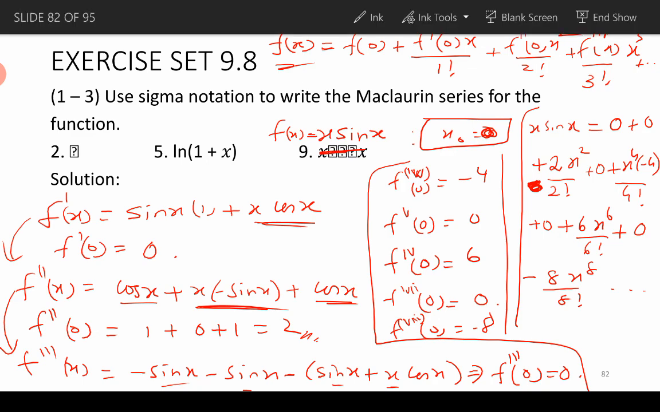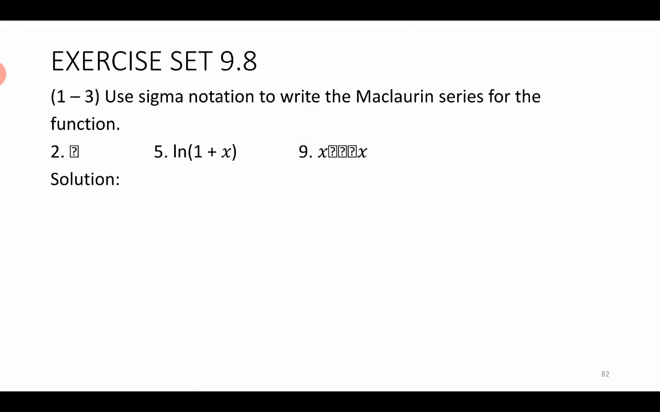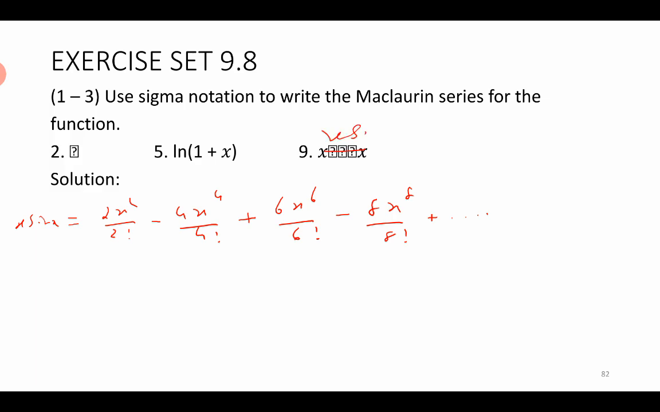So we repeat this series again. What do you get? The series 2x square over 2 factorial minus 4x power 4 over 4 factorial plus 6x power 6 over 6 factorial minus 8x power 8 over 8 factorial. It's going, isn't it? So that's the function x sin x. So when you cancel 2 with the 2 factorial, you will get 1 here.